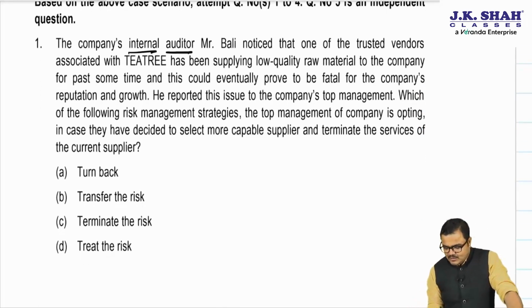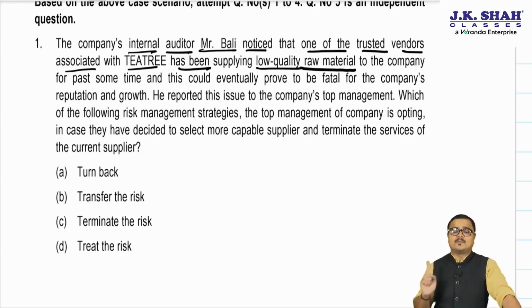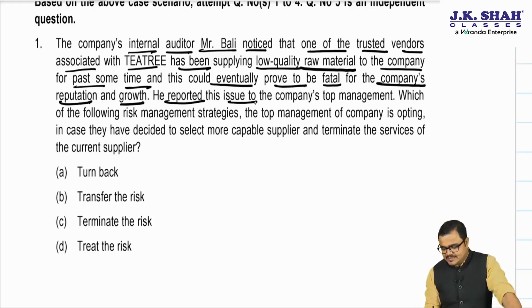The company's internal auditor, Mr. Bali, noticed that one of the trusted vendors associated with Tea Tree has been supplying low quality raw material to the company for some time. So it has already been found that the supplier is not supplying a good quality product, whereas this company is already committed towards providing the best product to consumers. That could eventually prove to be fatal for the company's reputation and growth. He reported this issue to the company's top management. Which of the following risk management strategies?